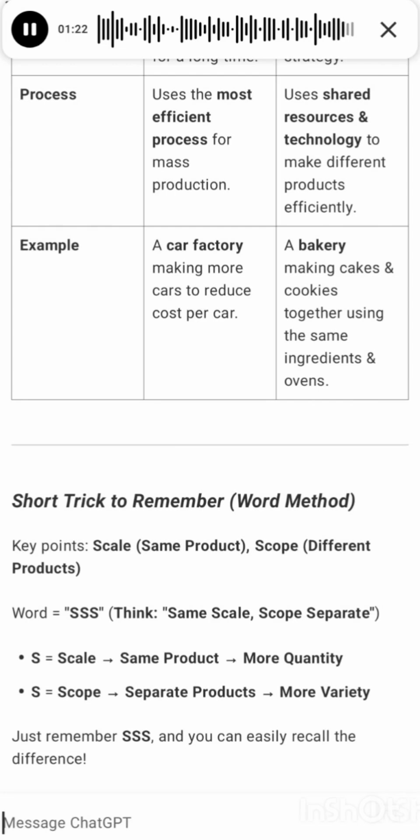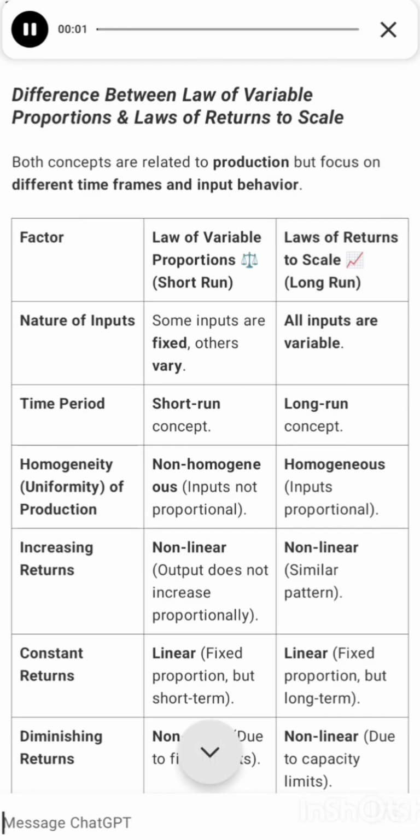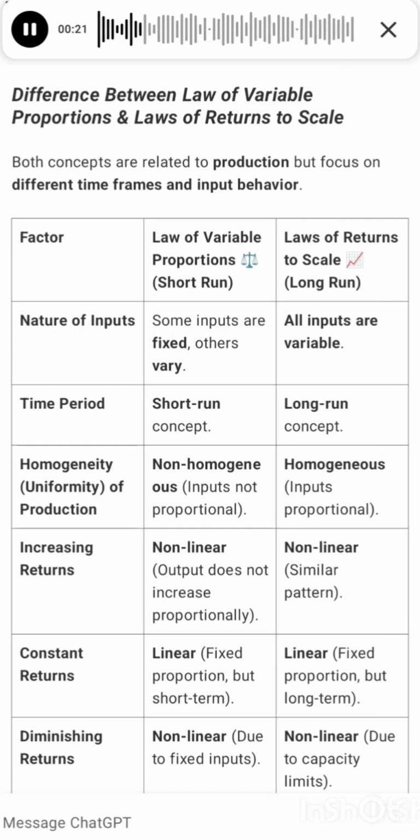Just remember SSS, and you can easily recall the difference between returns to scale and returns to scope. Now, the difference between the law of variable proportions and laws of returns to scale. Both concepts are related to production, but focus on different time frames and input behavior. Factor: law of variable proportions, short run; laws of returns to scale, long run. Nature of inputs: some inputs are fixed, others vary; all inputs are variable. Time period: short run concept, long run concept.